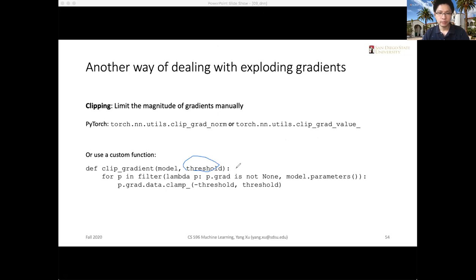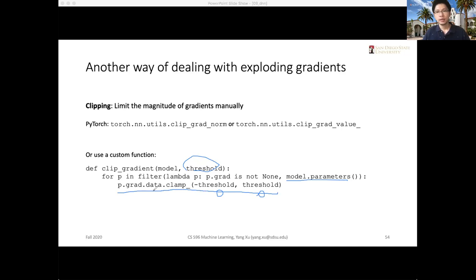And given the model, we will set the values of all the parameters between the scope set by this threshold, which is between negative threshold and threshold. So we basically treat the gradients of the parameters as some data, and we can manually limit the size, the magnitudes of those data.